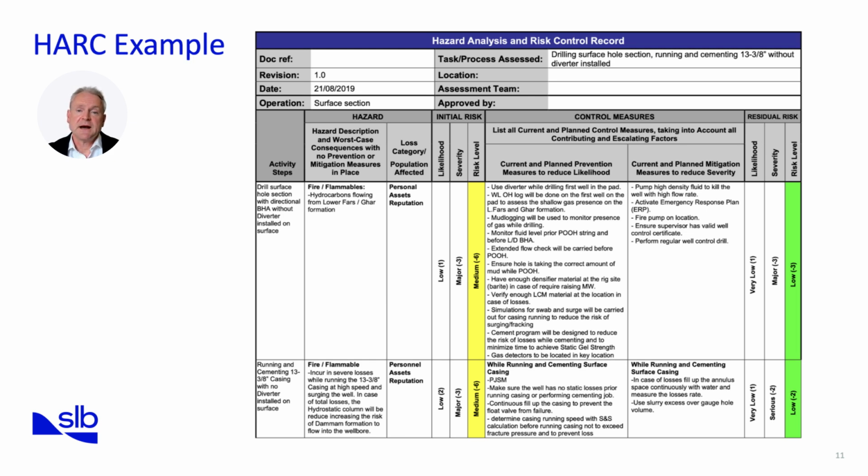Now let's look at how we define likelihood and severity. The residual risk after controls shows a very low likelihood combined with major severity, producing a low risk level overall. This demonstrates how structured controls successfully reduce exposure to an acceptable level. By working through this row, we can see how HARC translates hazards into actionable preventive and mitigation strategies.